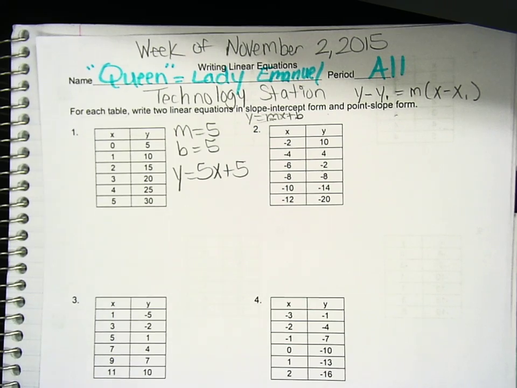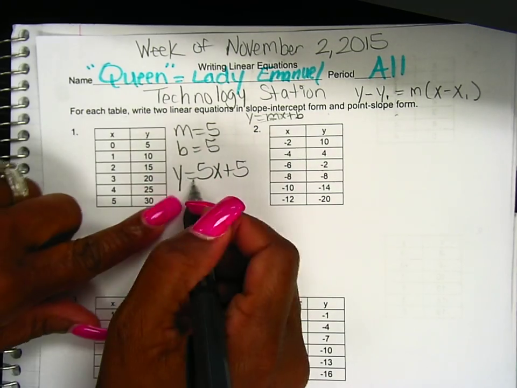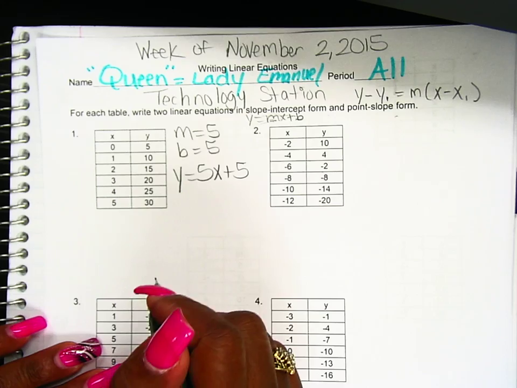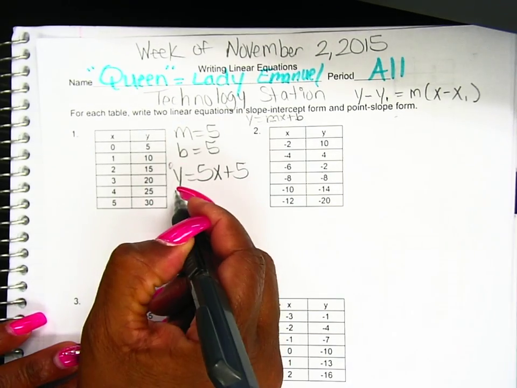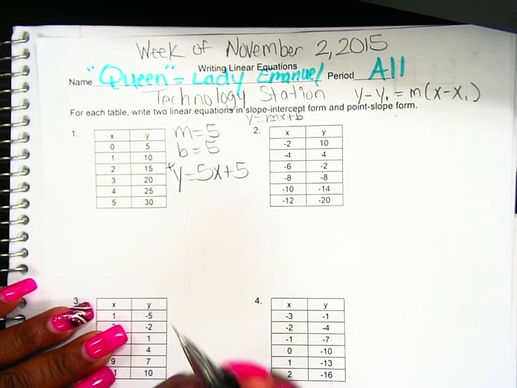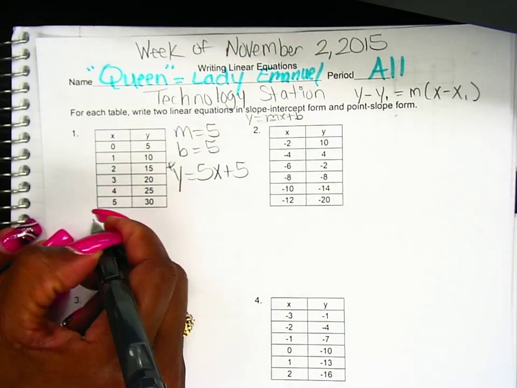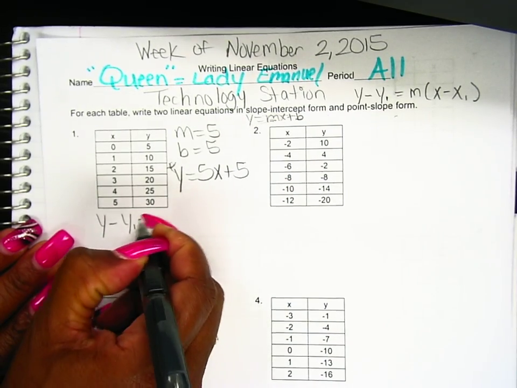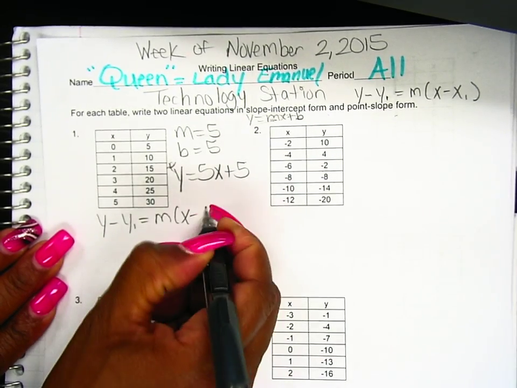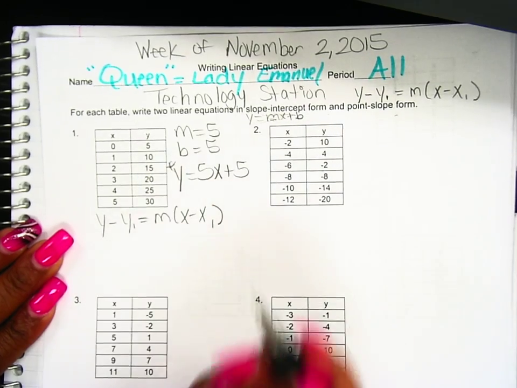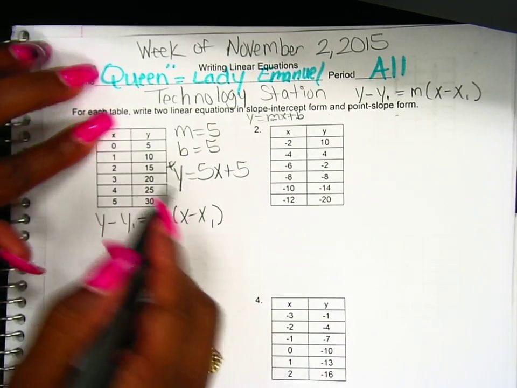Okay? I'm done with writing in slope-intercept form. It was one more form. So that's one form, and our second form was point-slope form. The point-slope form says y minus y sub 1 equals m times x minus x sub 1. Okay, close that. Here, choose any of these points.